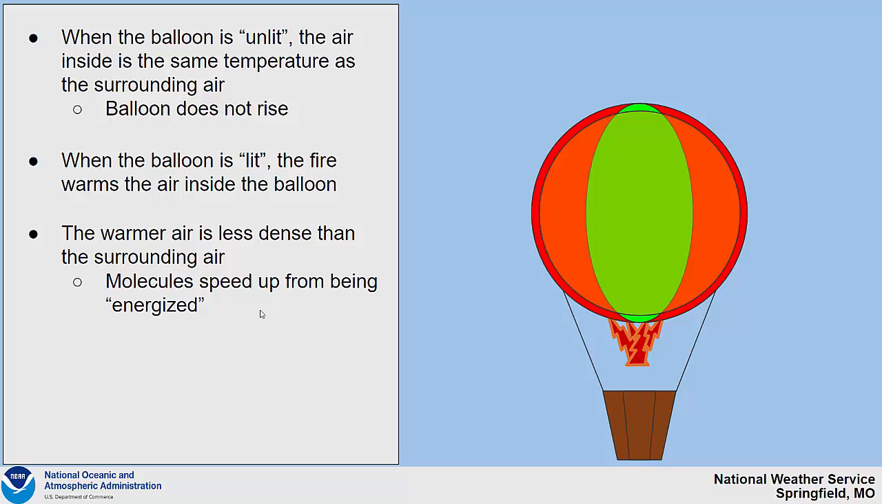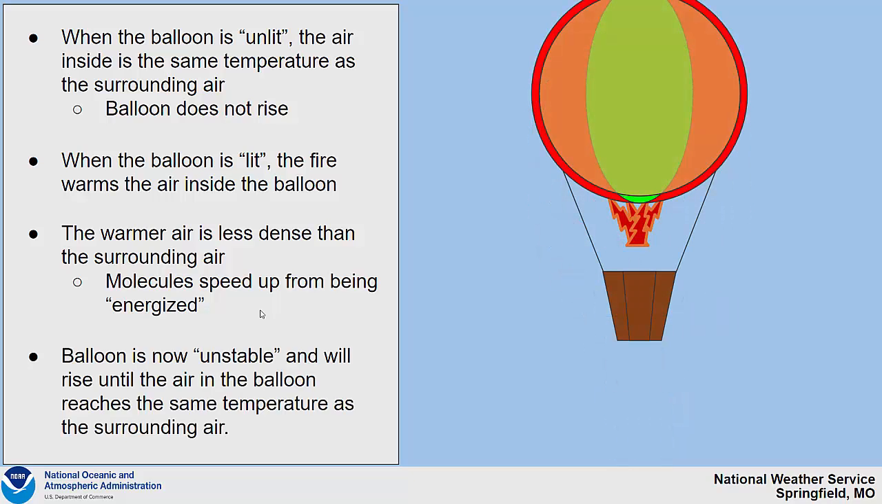Since the air inside the balloon is warmer and less dense than its surrounding air, it is now considered unstable and will rise. It will keep rising as long as the air inside is warmer than the air outside. To come back down, the fire basically needs to go out so the air can cool to the surrounding air temperature and then start to sink.